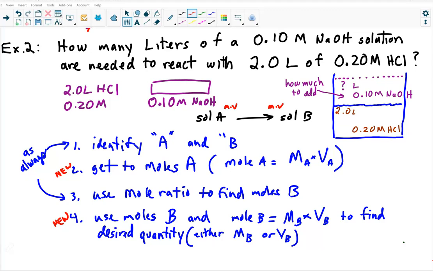So the key again is you're going to have moles of B. And then if you want to find volume, wouldn't you divide by the molarity? Think about that. If I have moles of sodium hydroxide and I know the molarity and I want to find the volume, wouldn't I take that moles and divide by the molarity? Boom, I'm going to get the volume. So that's how it's going to shake out at the end. So let's go through the solution now.